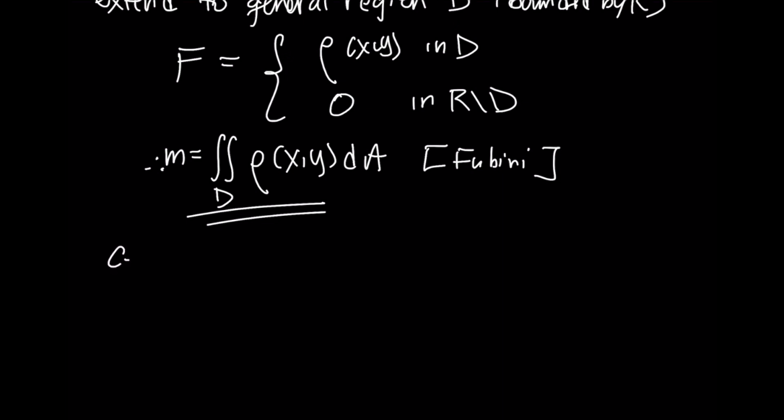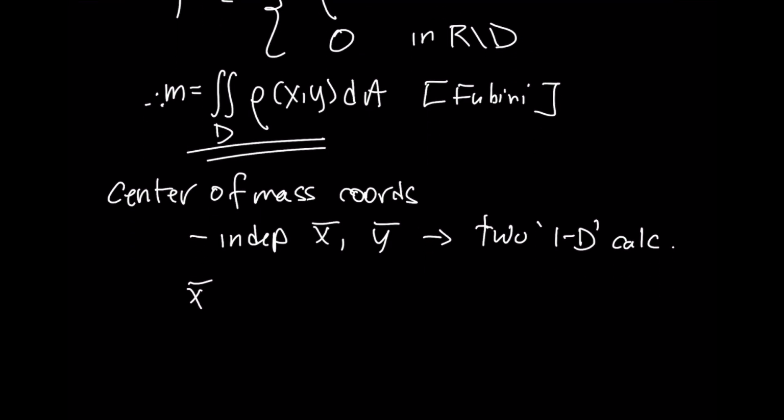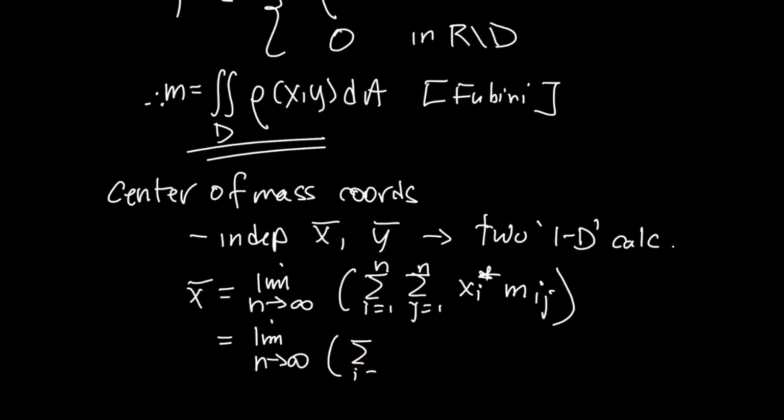Once we've got the mass in place, what we are going to do is define the center of mass coordinates using integrals as we had done before. We're going to treat x bar and y bar independently, so it's just a combination of two 1D calculations. So x bar is then going to be the limit as n goes to infinity of this double sum, i equals 1 to n, j equals 1 to n, xi star times the mass ij, xi star, rho of xi star, yj star, delta A.